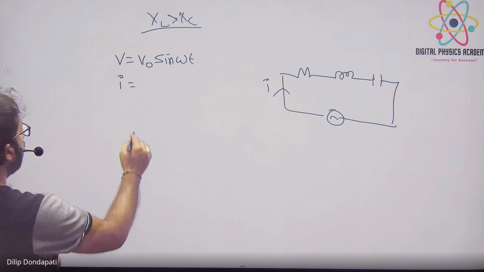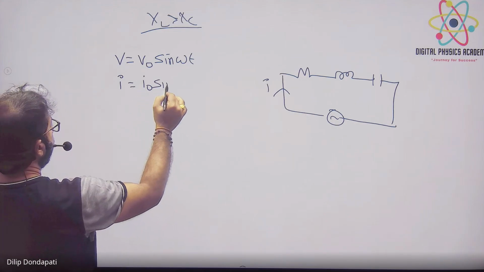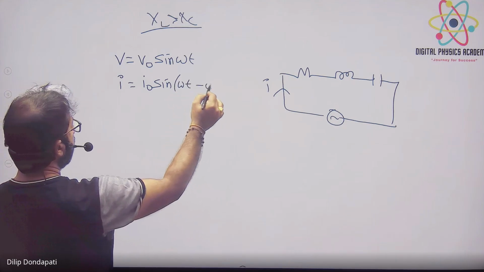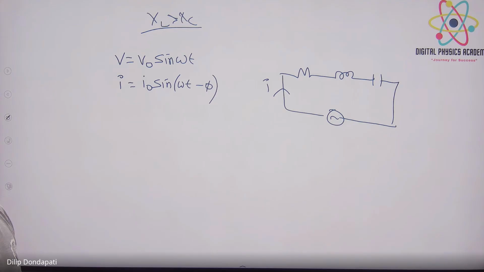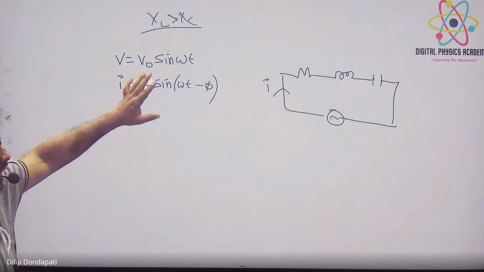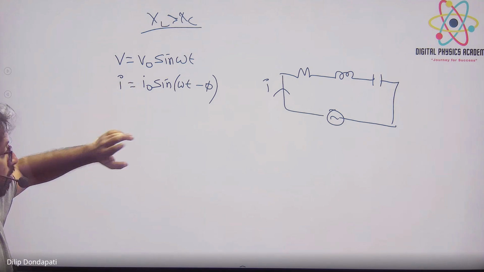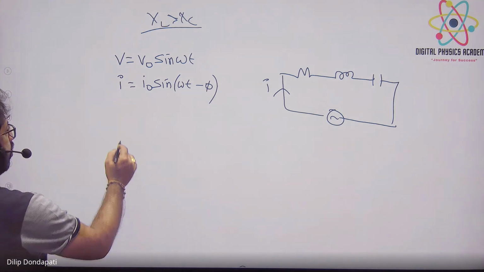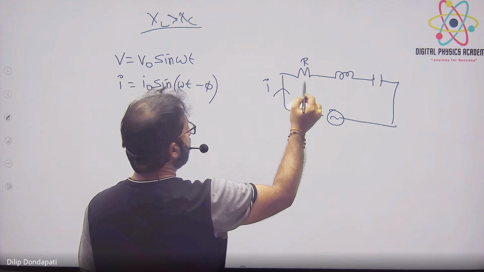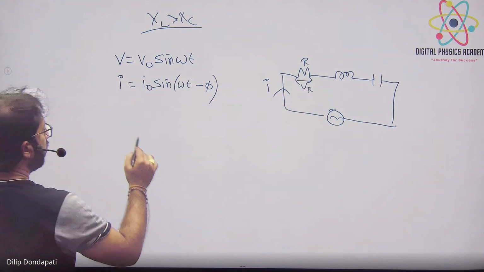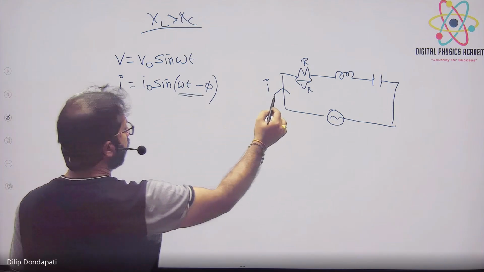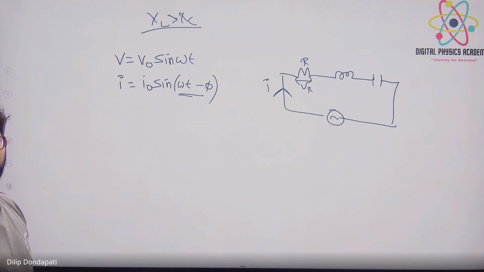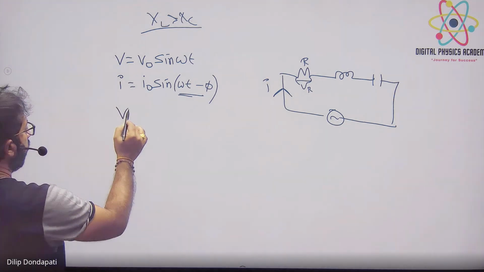In the inductor circuit, the current is I naught sin omega t minus phi, right? It is acting like an RL circuit, so it is lagging by phi, not pi by 2. Now I want the voltage across the purely resistance. The current is known, omega t minus phi. In a purely resistance, VR is V R naught sin omega t minus phi, in the same phase as the current, right?